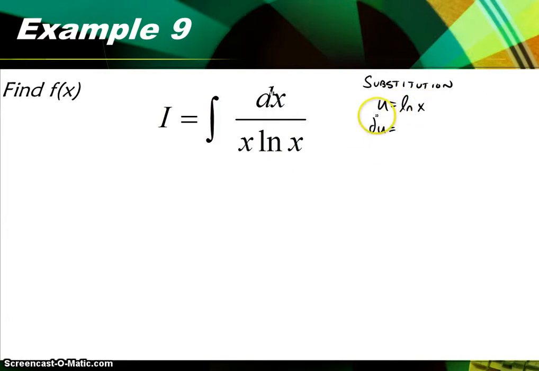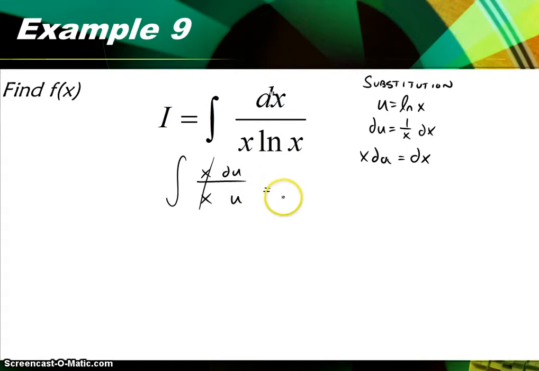Going back to du style, my du is now going to be the derivative of ln x. You see why this is now in this PowerPoint. We didn't know how to do that before, so this would have been a dead end. But now that we know the derivative of ln x is just 1 over x, we can solve this problem. dx will now equal x du. So my integral is going to be x du over xu. Those x's cross out, and now I'm left with du over u.